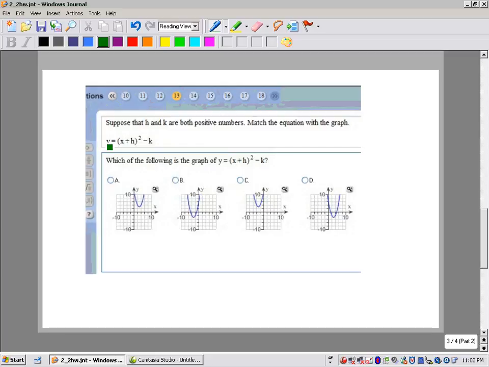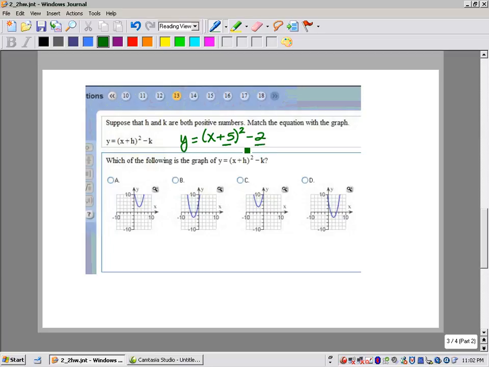Number 13 in my math lab, suppose that h and k are both positive numbers. Match the equation with the graph. I suggest here you actually plug in some numbers just to get a feel for it, though this is not a precise answer here. Let's just say we're looking at y is equal to (x plus 5) squared minus 2, okay? Because I've chosen a positive value for h and a positive value for k.